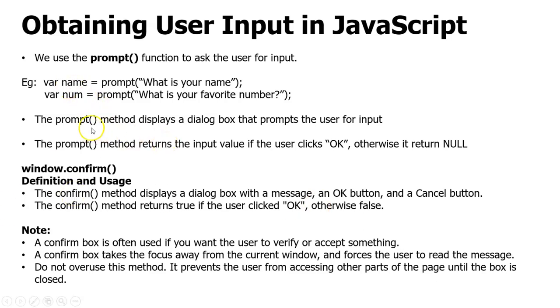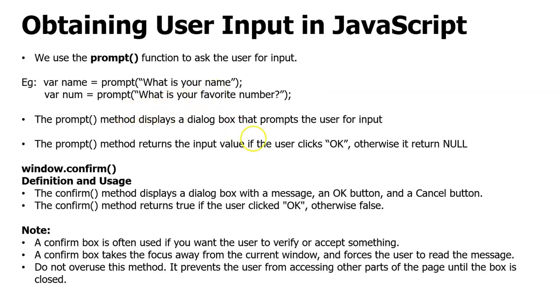As I said, the prompt method displays a dialog box that prompts the user for input. You will have a variable, and for that variable a prompt message, a dialog box, asks a question: what is your name? The user will give some input and press OK. If I give my name as Suhasini, that will get printed on my page.